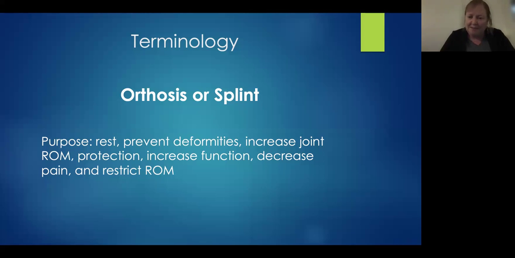I list the purposes here, and I'm going to go through those in a little more detail. When we talk about why we make an orthosis, we do it for multiple reasons: to rest structures, to prevent deformities, to increase joint range of motion, to protect a structure, to increase function, to decrease pain, and to restrict range of motion. We're going to talk about those in just a little bit.